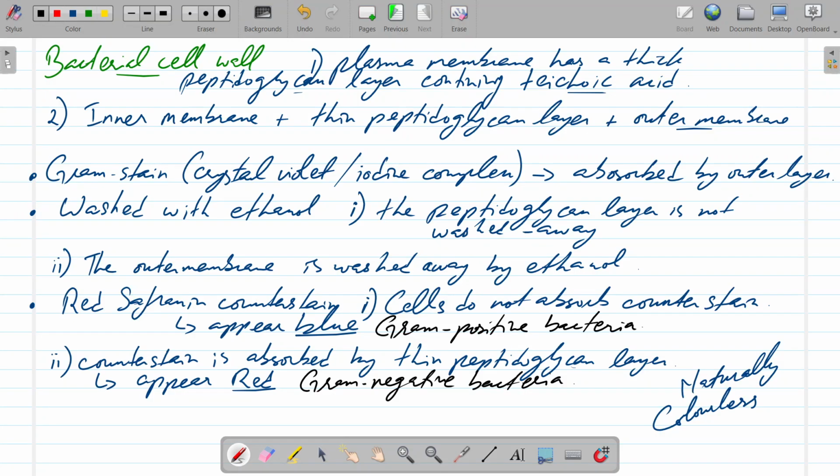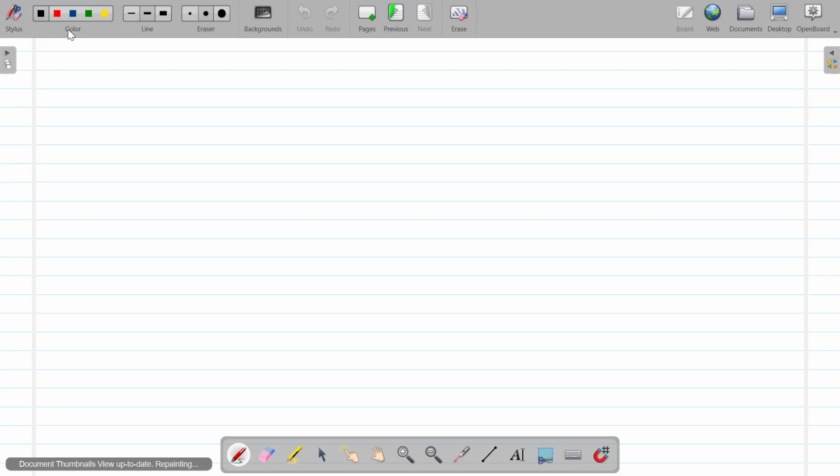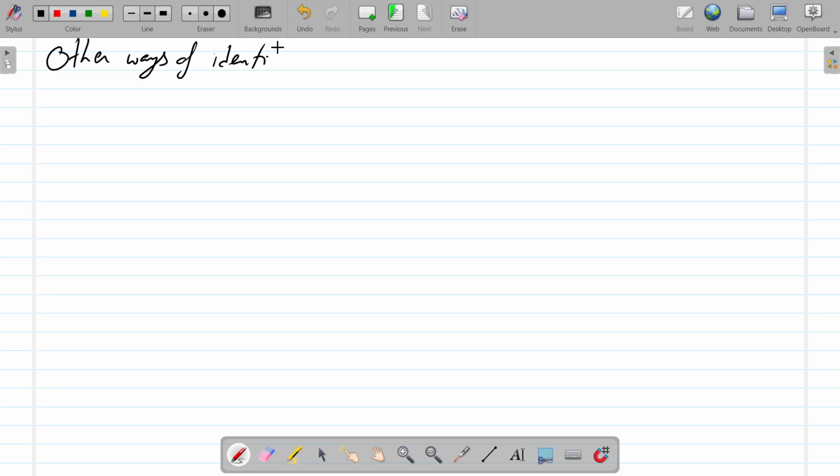Now, the thing is that just by using the gram stain, it is one way of figuring out the type of bacteria, but it's not entirely useful in other ways. And so there are other categorizations of bacteria, right? So other ways of identifying or characterizing bacteria.